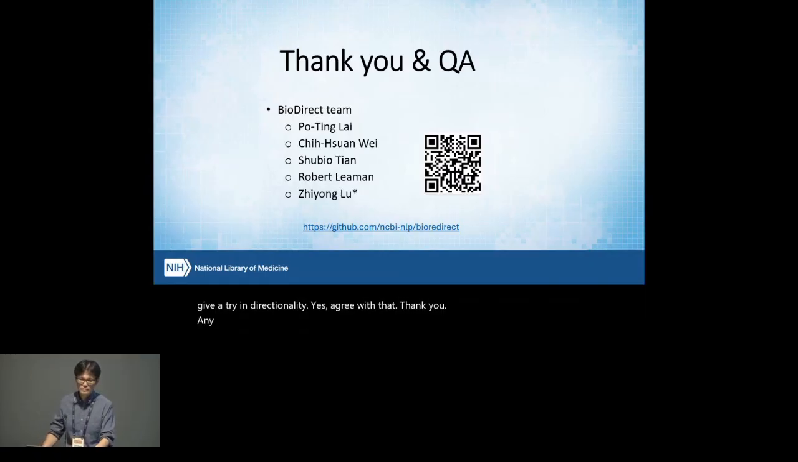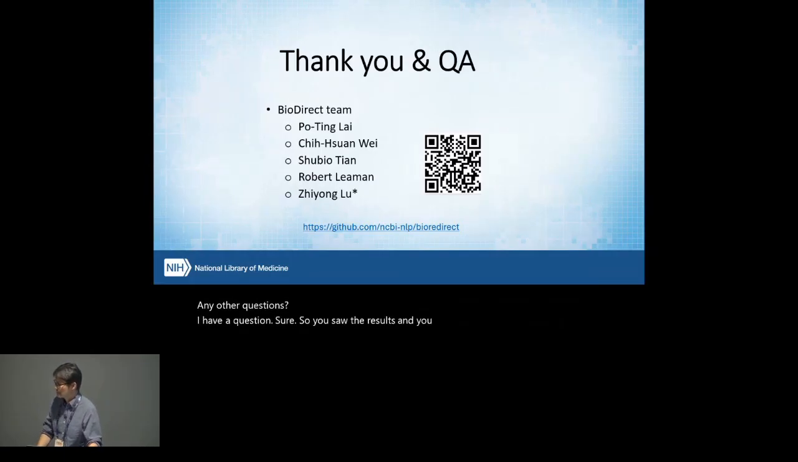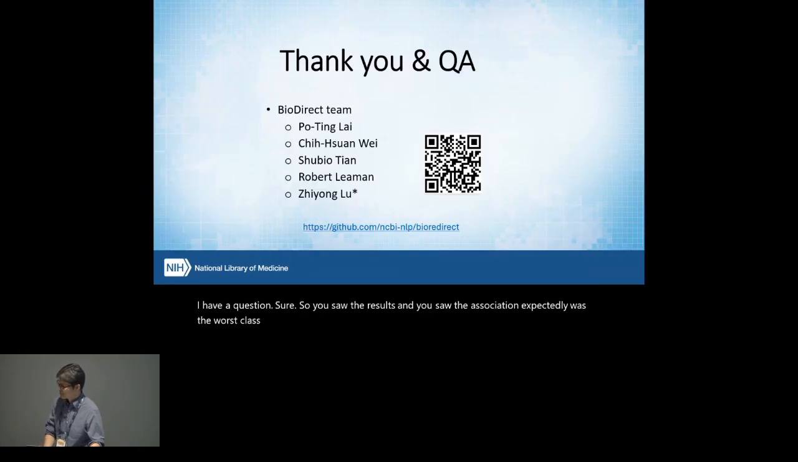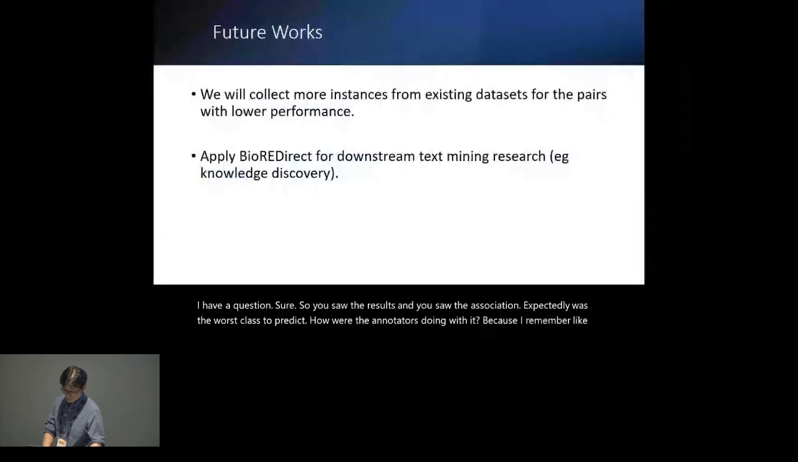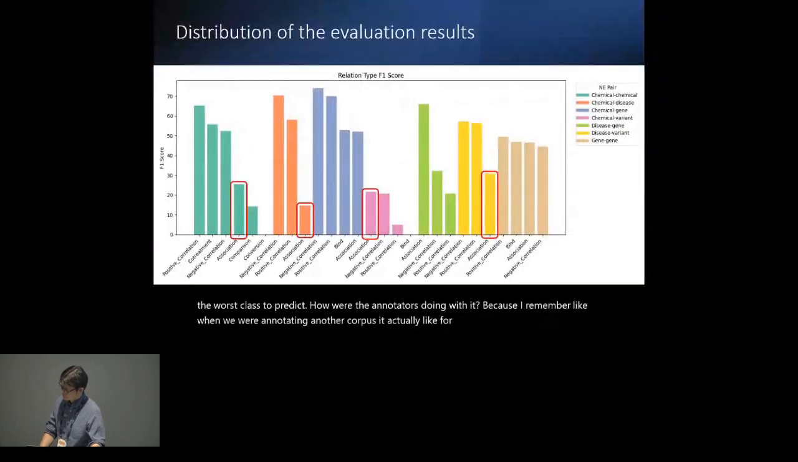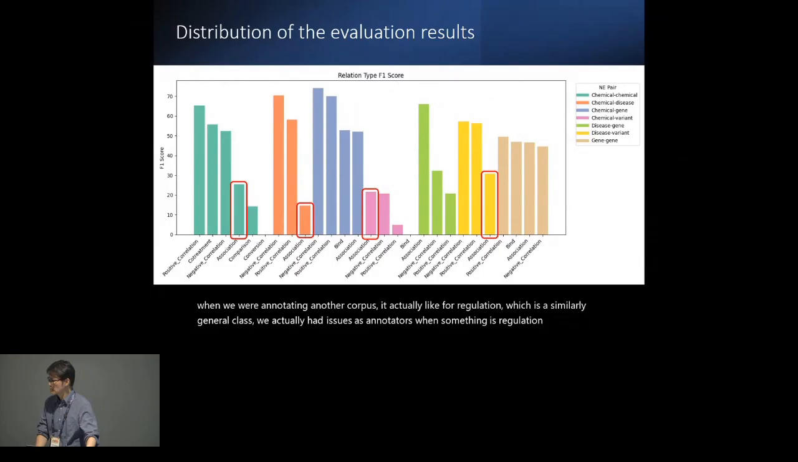Any other questions? I have a question. Yeah, sure. You saw the results, and you saw that association, expectedly, was the worst class to predict. How were the annotators doing with it? Because I remember, when we were annotating another corpus, for regulation, which is a similarly general class, we had issues as annotators agreeing on what to annotate and when something is regulation. That was where we spent most of our time disagreeing. So how was it for you?